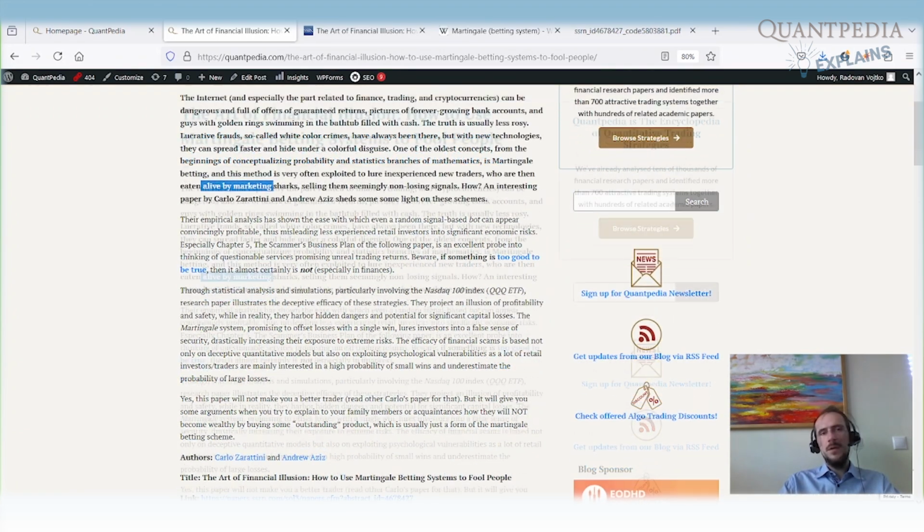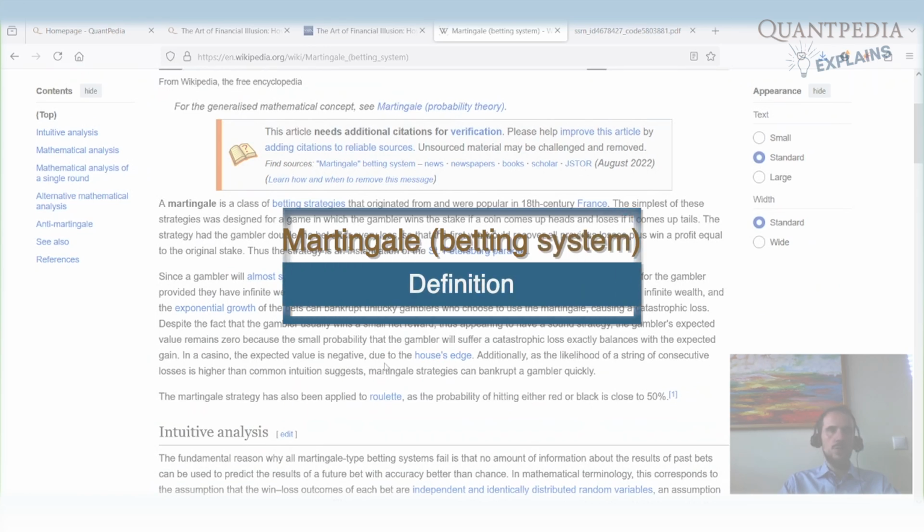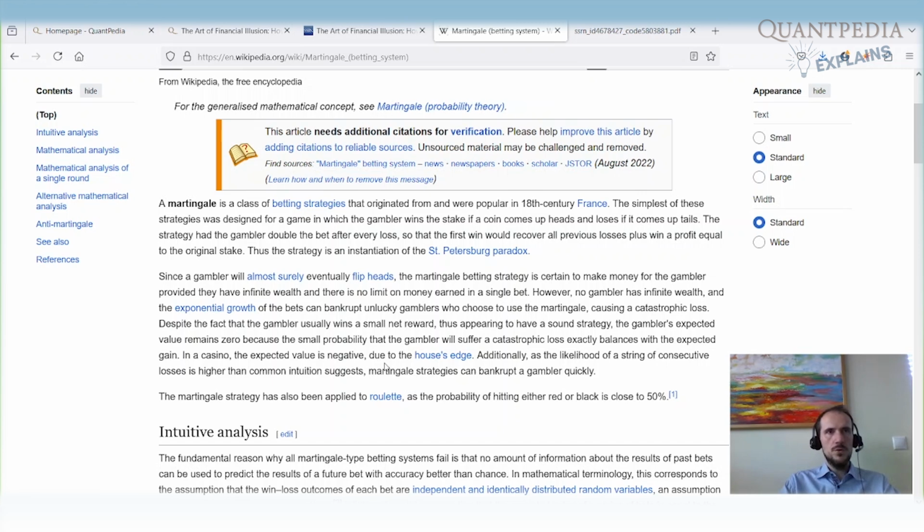How does it work? The idea is simple. So what is the Martingale? The Martingale is a betting strategy that tells you that every time you have a losing trade, you should double down and trade twice the money that you used before. The first time you bet $1, the second time $2, the third time $4, then 8, 16, etc. And after 10 losses, you would have to bet 1,000 times the initial amount.